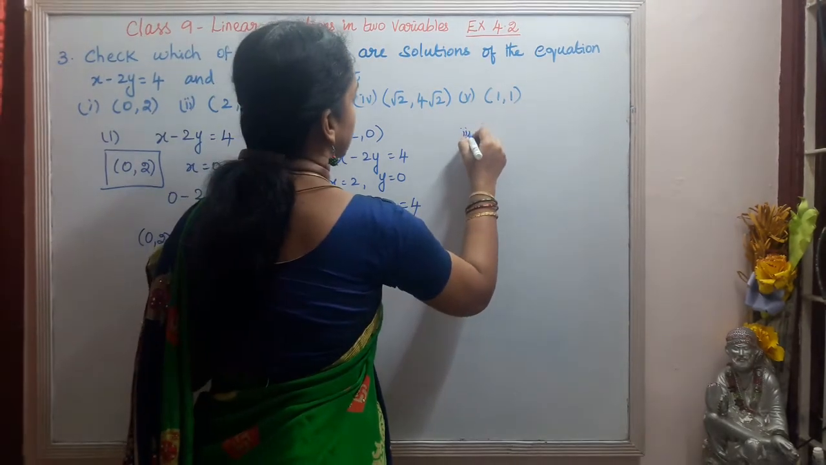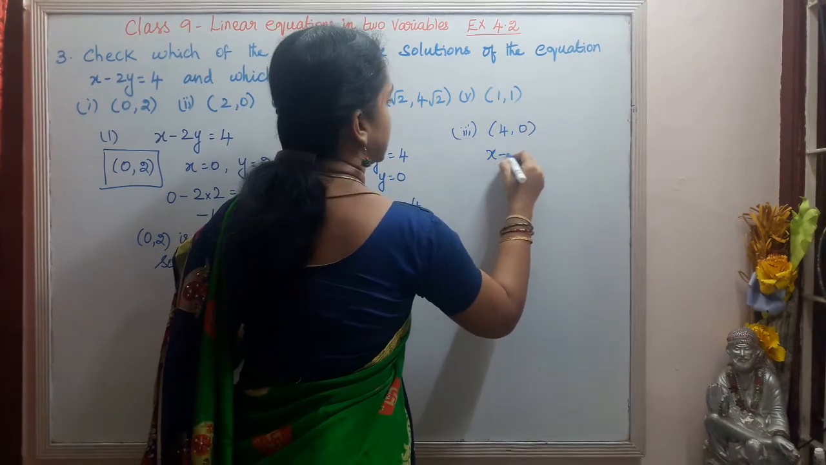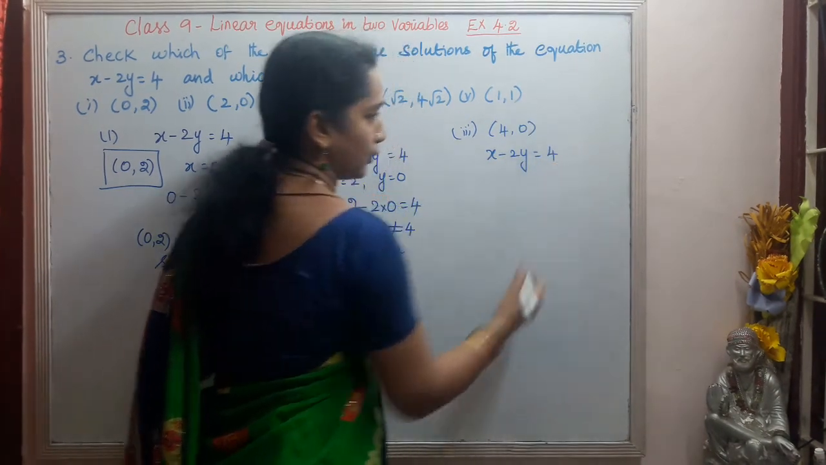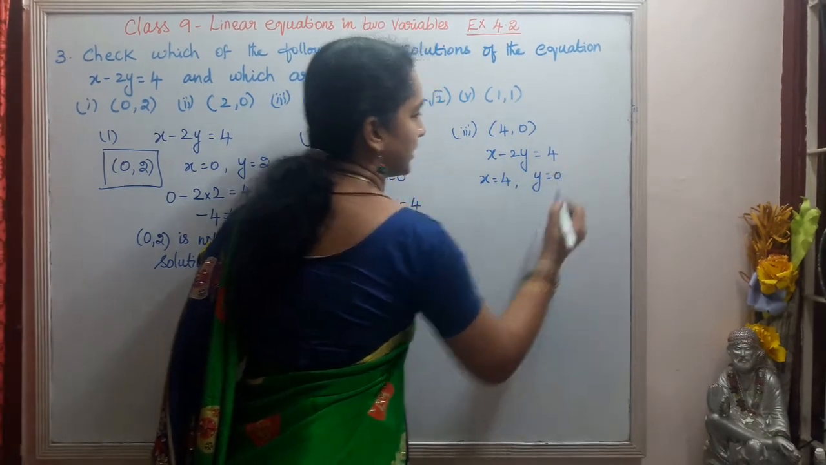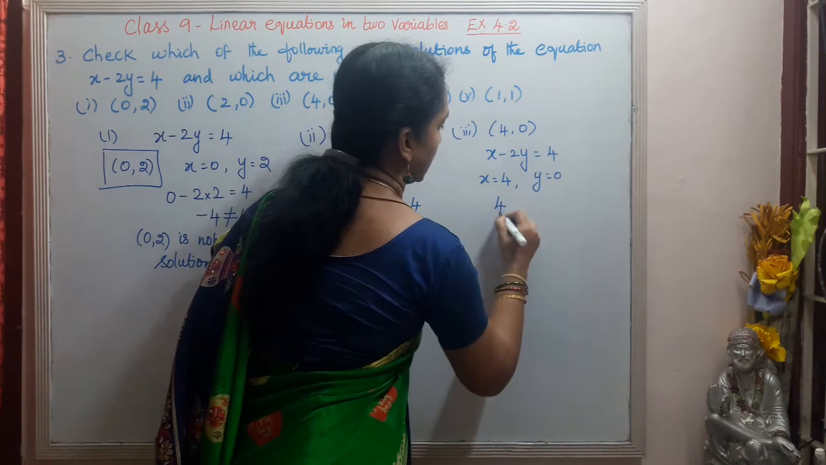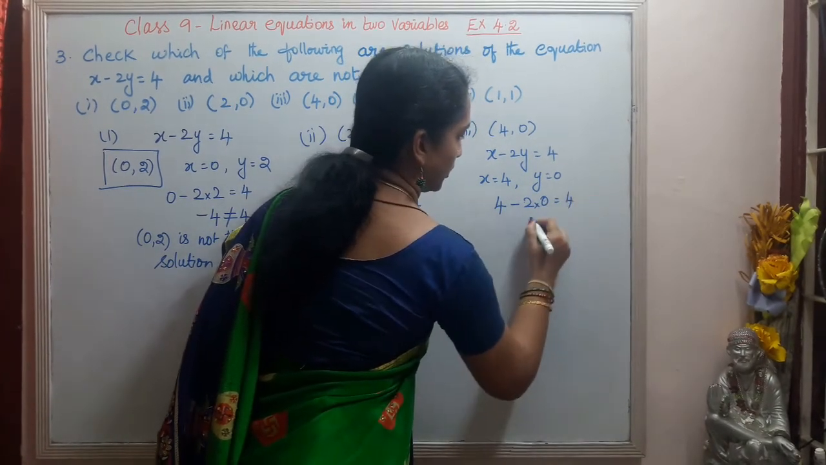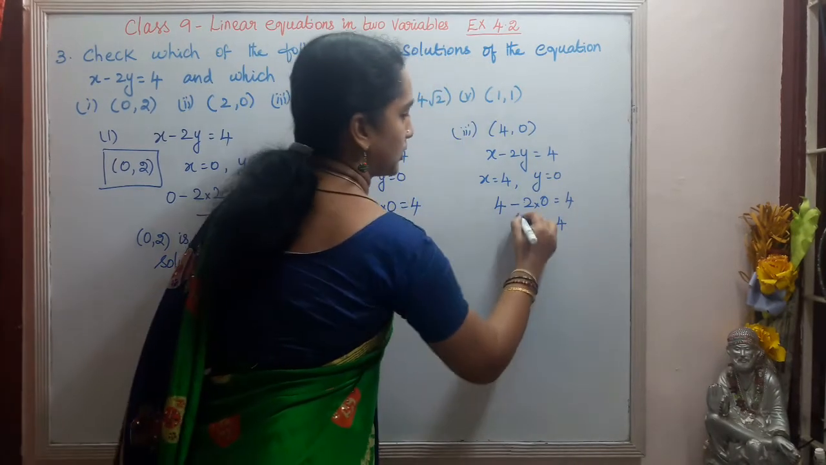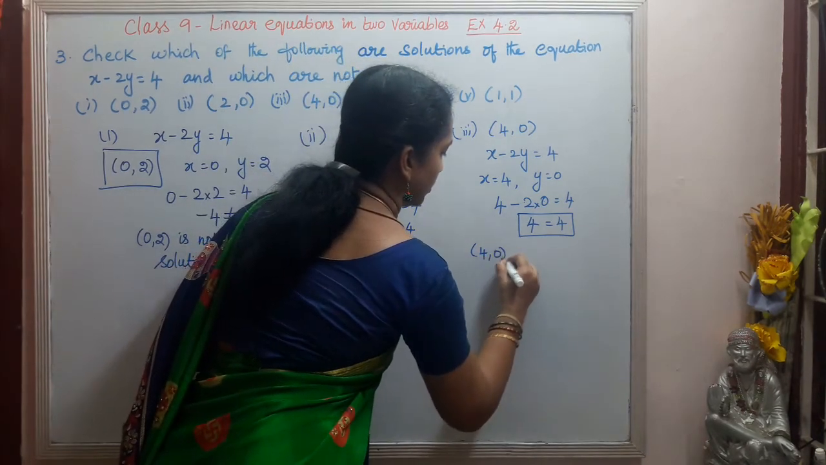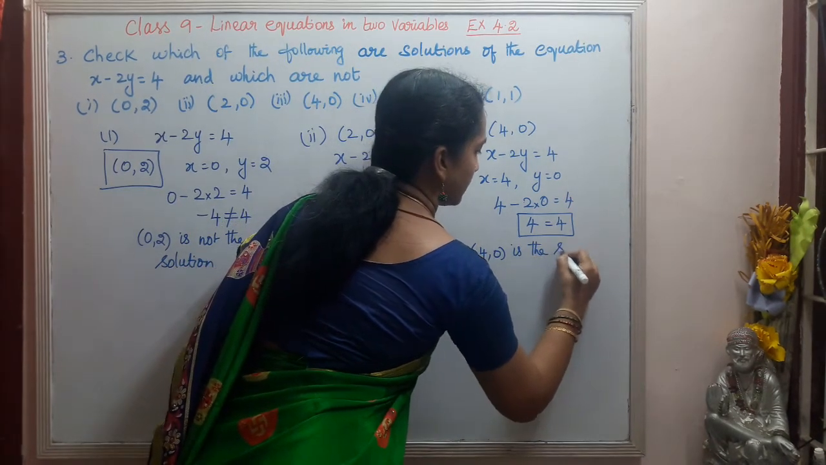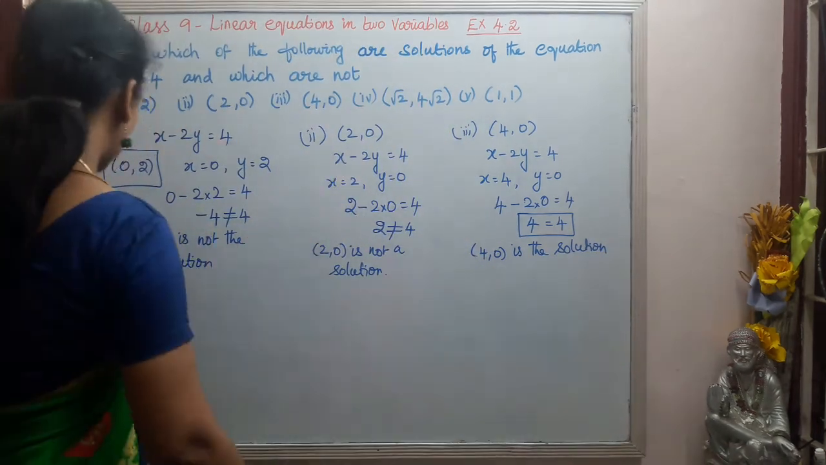Then third one is 4, 0. The equation is x minus 2y is equal to 4. Here the x value is 4 and y value is 0. When we substitute it here, 4 minus 2 into 0 is equal to 4. So we will get 4 equal to 4. We are getting both sides equal. So 4, 0 is the solution for the given equation. So 3 sums are over.